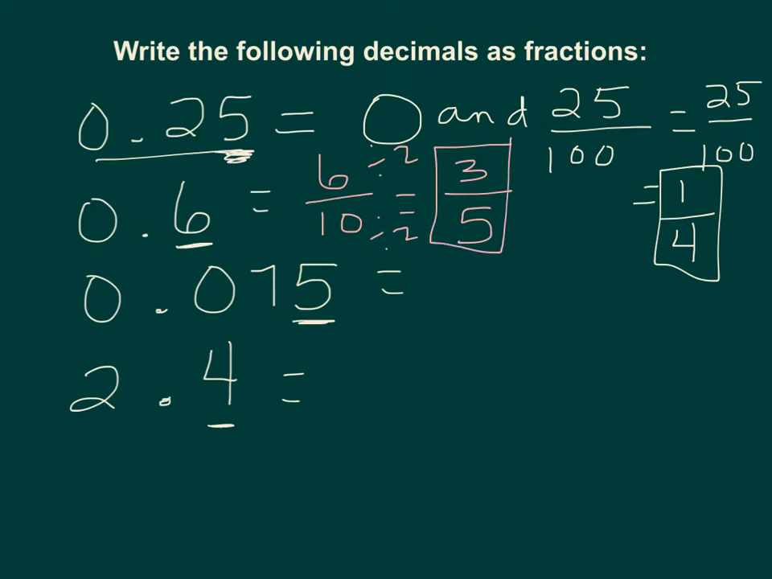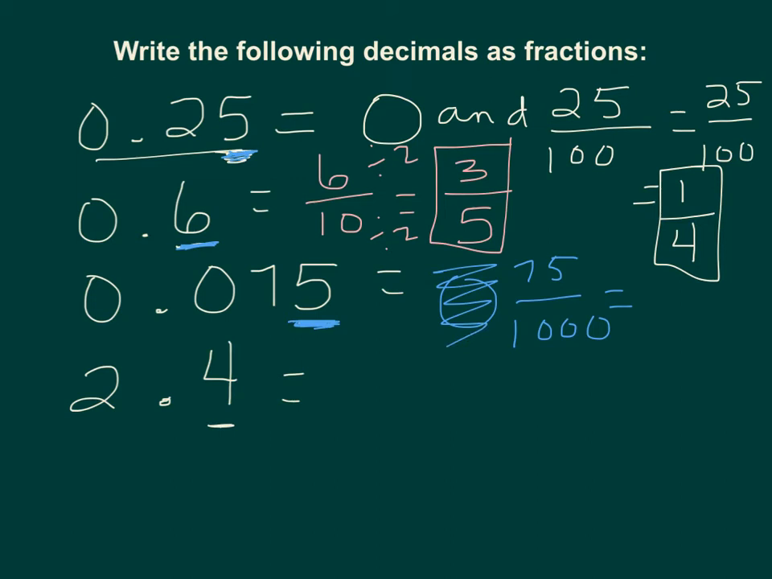My next example, 0.075. If I name this decimal properly, it is 0 and 75 over the place that the 5 is in, 1,000. So I have 0 and 75 over 1,000. And then I just have to put it into simplest terms. So again, the key to finding the denominator is you place the decimal part over the place value. We drop out the 0.